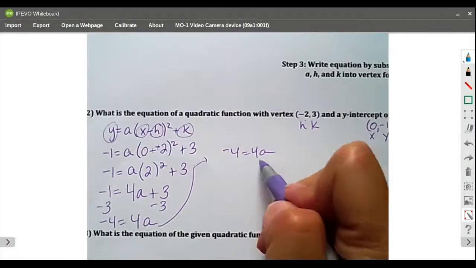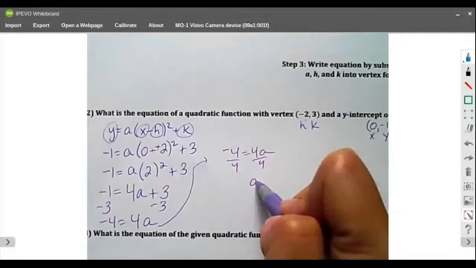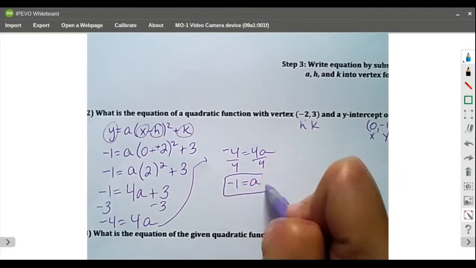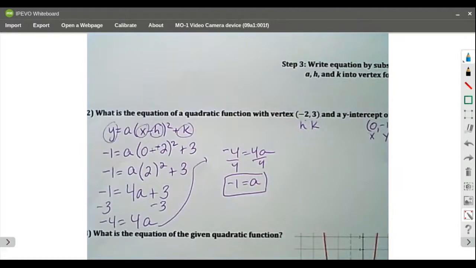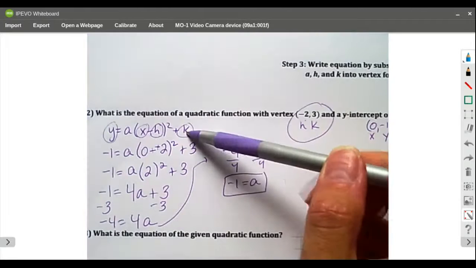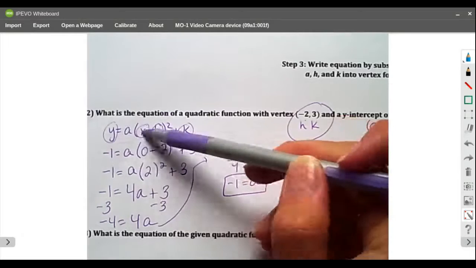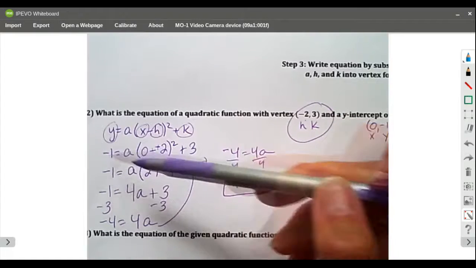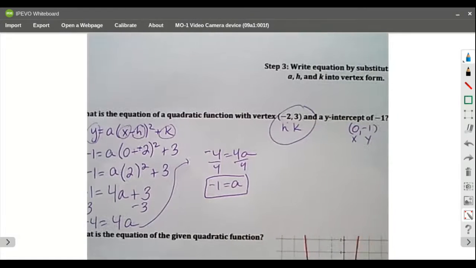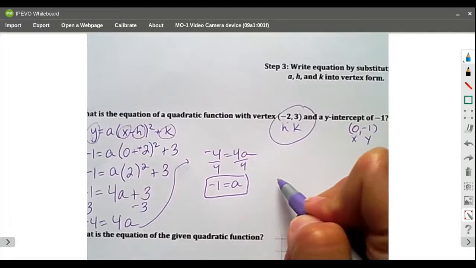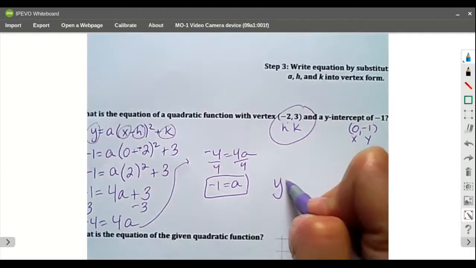Last thing you're going to do is divide by 4. So a equals -1. Now remember, you're not done once you find a. Once you find a, you have to take a and the vertex and plug them into vertex form. Remember, you leave y and x as is, as y and x. We're not plugging in 0 and -1 there. Because if we plugged in all the numbers, then it would be all numbers and there wouldn't be any variables. You always need an x and a y.